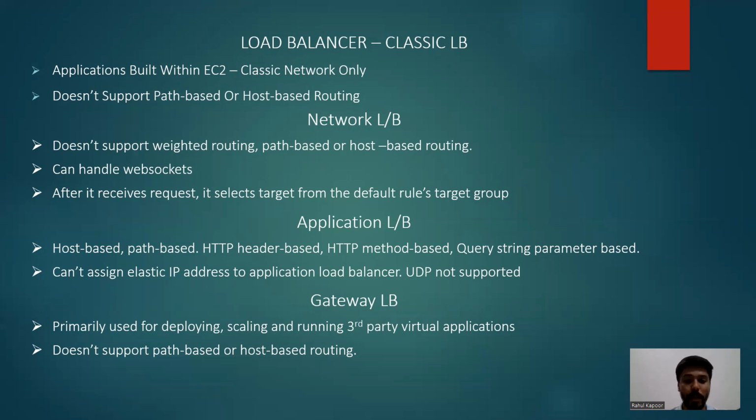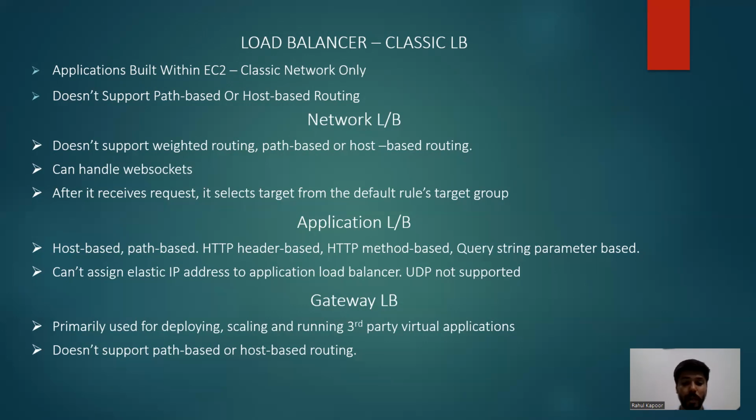Okay, application load balancer. It supports host-based, path-based, HTTP header, HTTP method, query string. All those things are supported in application load balancer. So whenever a question comes wherein you want to support host or path, then application load balancer is the right choice. But you cannot assign an elastic IP address to application load balancer. Okay, UDP is not supported in application load balancer.